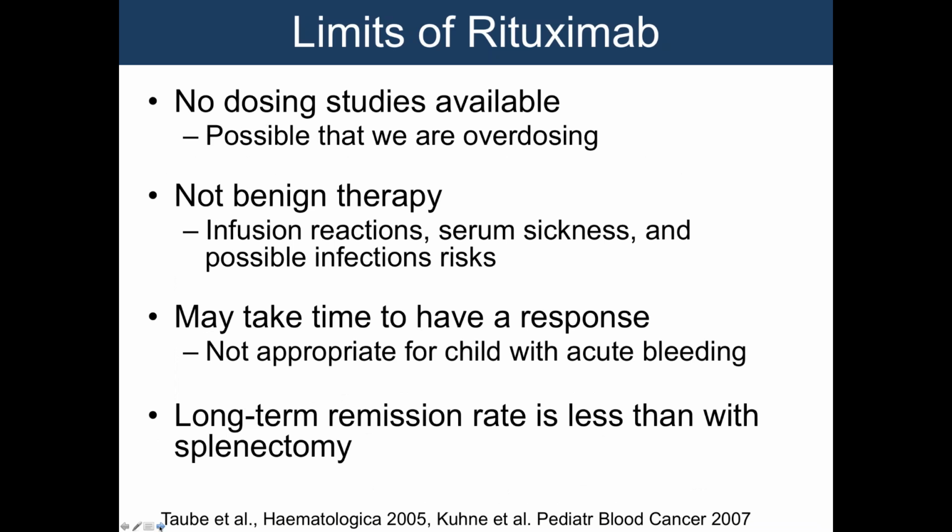It's not benign therapy, so about 12% of patients across all studies experience some sort of significant therapy-related reaction. These include infusion reactions, more significant development of serum sickness, and possible infection risks such as viral reactivation. It also takes time to have a response with rituximab, so this is not an appropriate therapy for a child with an acute bleeding presentation or somebody where bleeding may be their main indication for treatment. And then as I've shown in the previous graph, long-term remission rates are less than that with splenectomy.